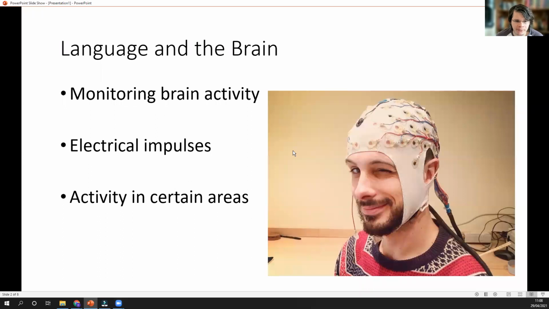So how do we study neurolinguistics nowadays? Just like this guy here, he's wearing a cap with lots of cables connected to it, and these cables register electrical impulses. When there are electrical impulses in the brain, you can detect this electrical activity, and those impulses are indicators of brain activity. So they monitor brain activity, and they detect certain activity in certain areas of the brain when doing certain things.